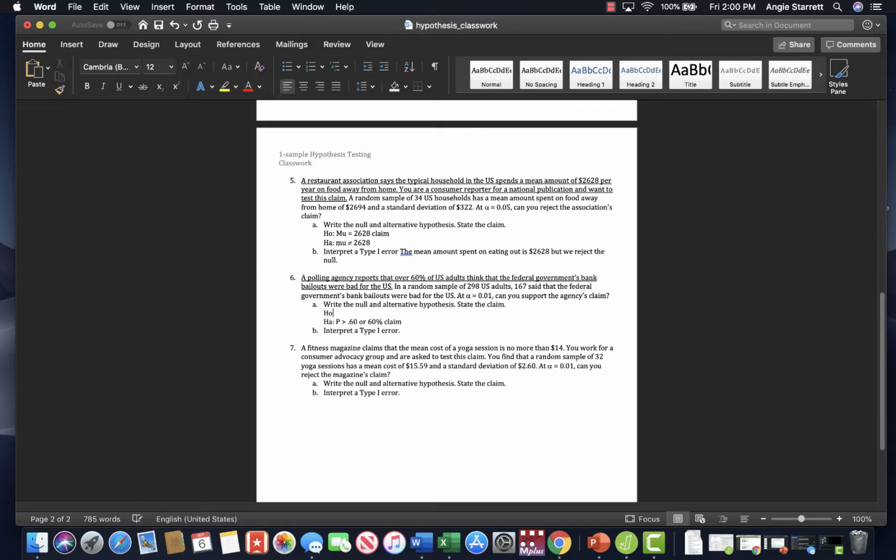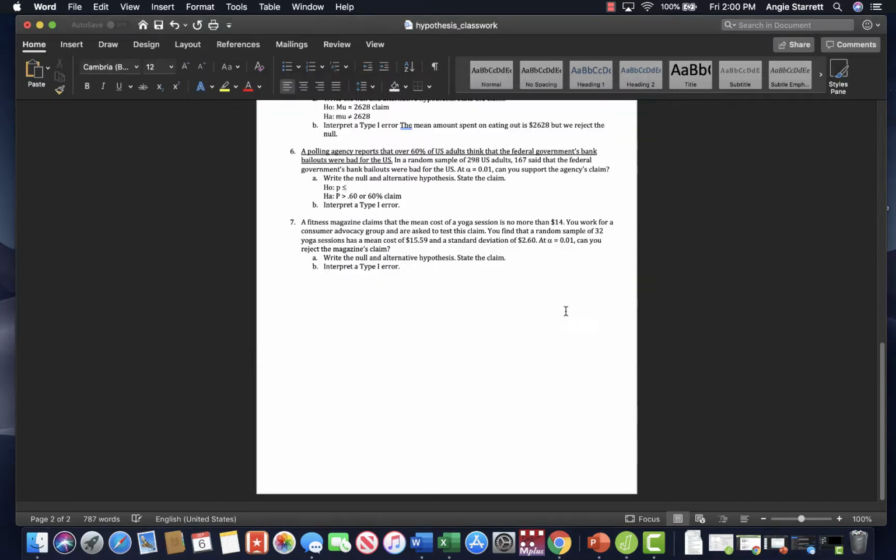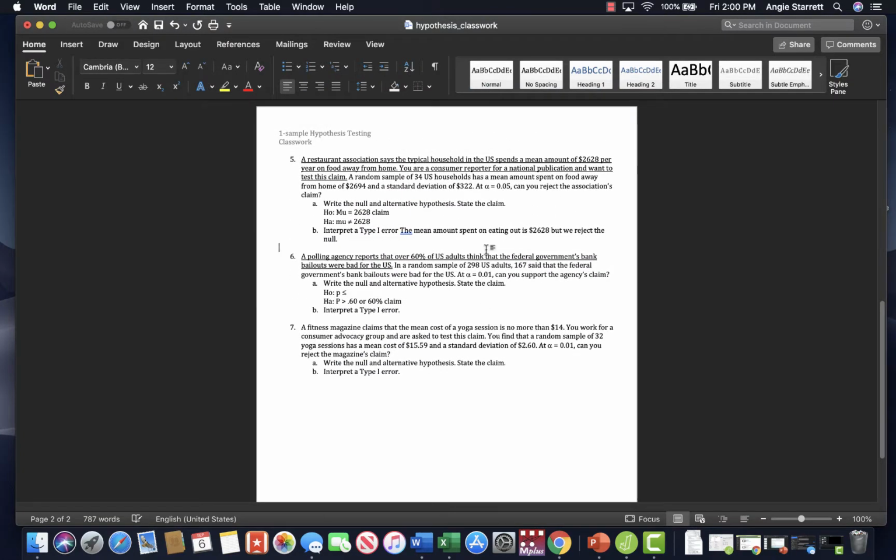We need the mathematical opposite for the null hypothesis. So that would be the proportion is less than or equal to. So we need to find our less than or equal to symbol. Less than or equal to 0.60, or 60%.